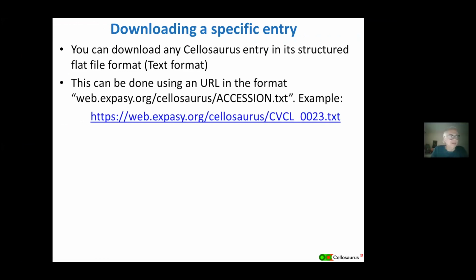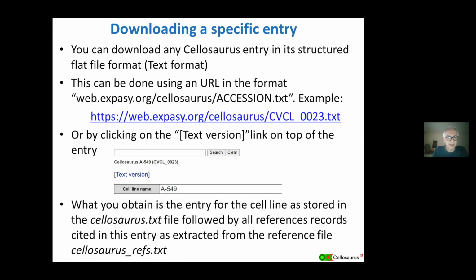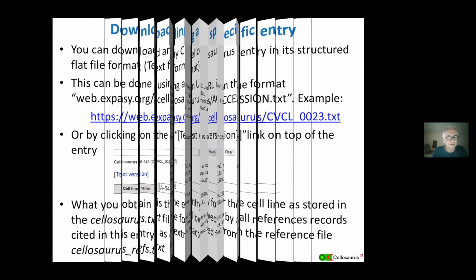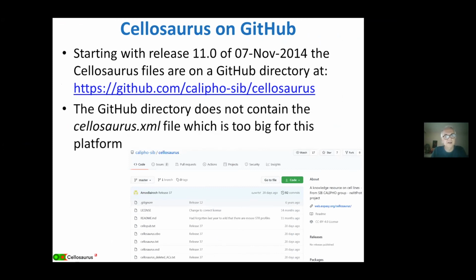So here is what I said just before. You can have a URL in the format with the accession .txt. So you can download, just by clicking text version, and you obtain the entry and the reference records. Here is an example again. Now, you can also get the Cellosaurus on GitHub, with all of the files except the XML, because the XML file is too big for GitHub.